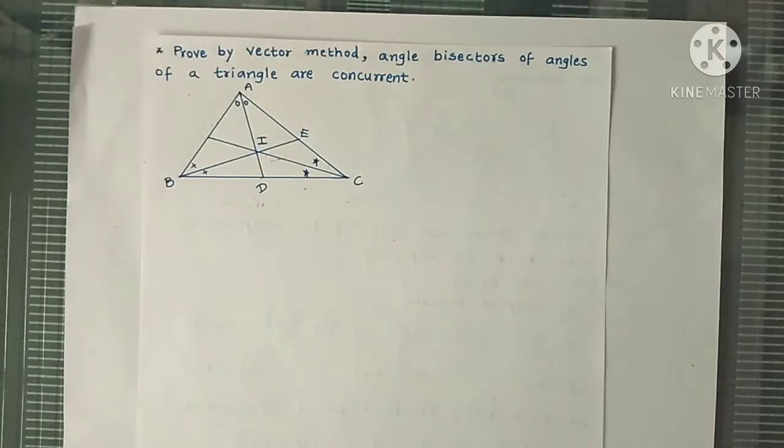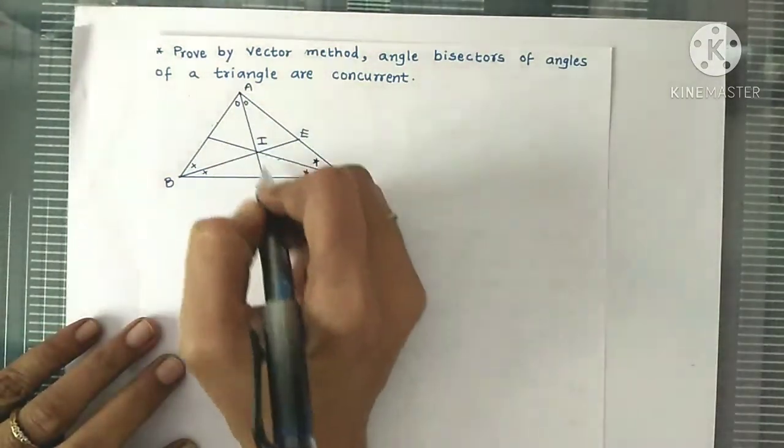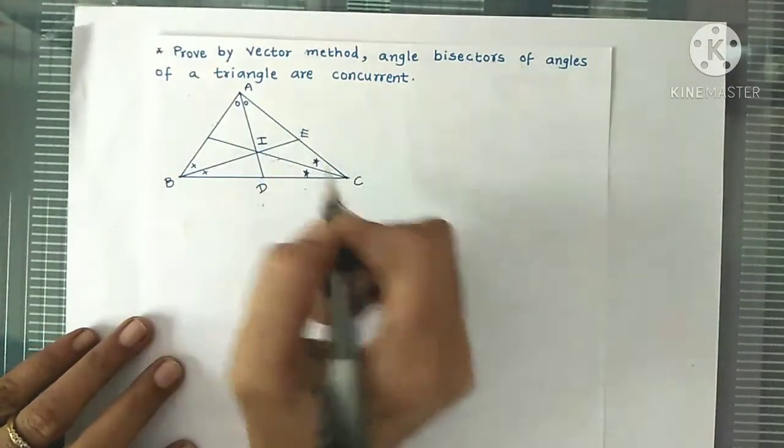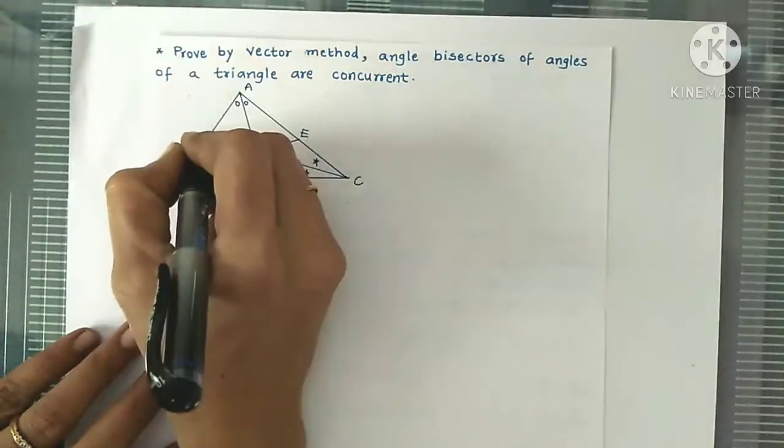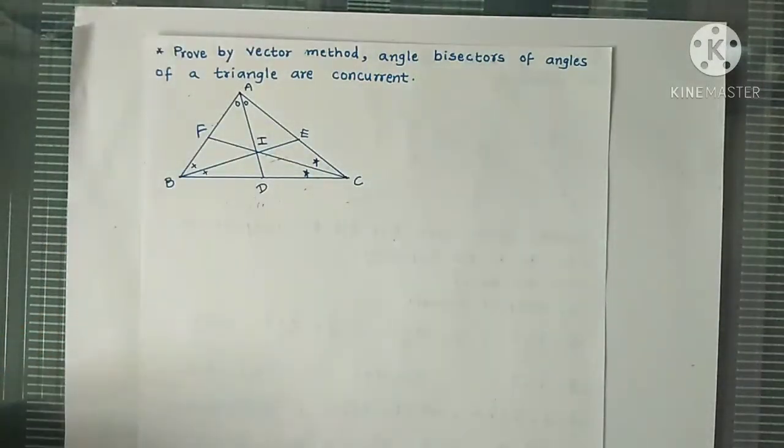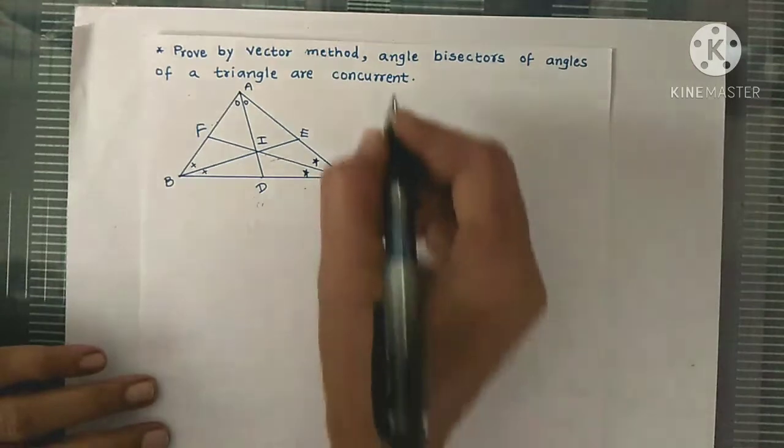The next question is, prove by vector method that the angle bisectors of the angles of a triangle are concurrent. So I have drawn a triangle ABC, and I have drawn the angle bisectors. The angle bisector of A is AD, of B is BE, and of C is CF. Now we have to prove that all these three angle bisectors, AD, BE and CF, pass through the same point. That means they are concurrent. So let's prove this. For that, first of all, we are going to find the position vectors of the points D, E and F.